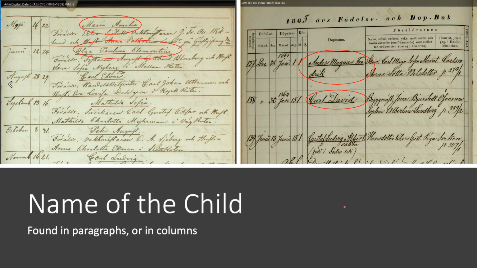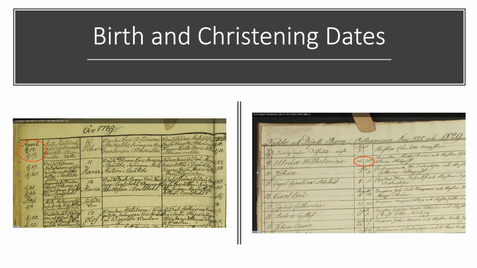The name of the child may be distinguished in some way. Perhaps their name is larger or is underlined somewhere in the text of the record, or it may be set off in a column. While some countries in Europe were only interested in the christening date being recorded, Swedes generally recorded both birth and christening dates in their church records.